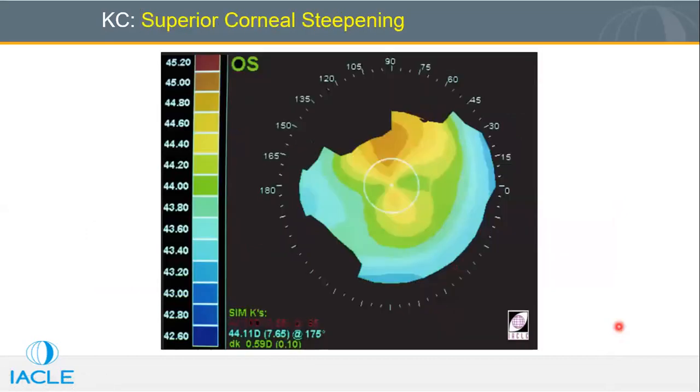What pattern is this? What will we say this topography pattern is? Not globus pattern, sir. It is an asymmetric bow tie, with superior steepening. We are seeing a bow tie both inferiorly and superiorly, but superiorly it is showing steeper. So we will say this is an asymmetric bow tie pattern with superior steepening.